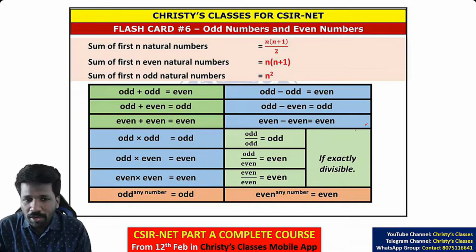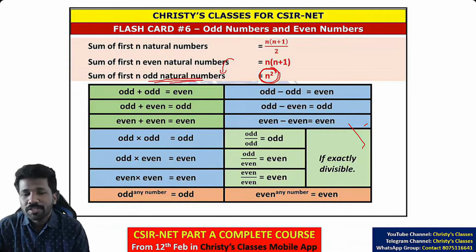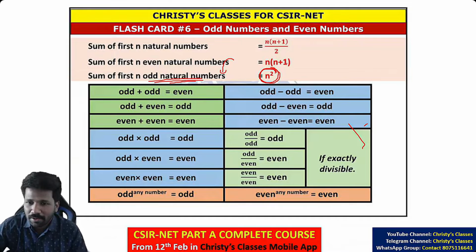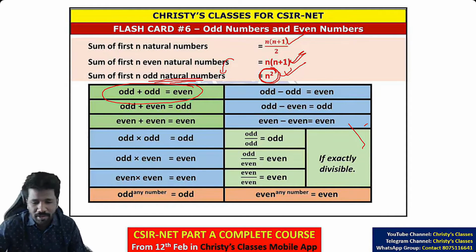And sum of odd numbers, sum of even numbers. GATE exam में इसके बारे में डायरेक्टली एक क्वेश्चन आया था, 2024 GATE exam में, about the sum of first n odd natural numbers. And in the CSIR exam also, multiple times questions were asked about these three formulas and about odd numbers added, odd or even numbers added, subtracted, multiplied, divided, taking power of odd or even numbers, what you will get. That type of questions are also asked.